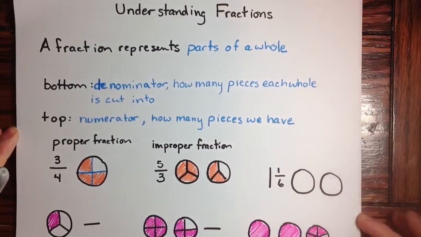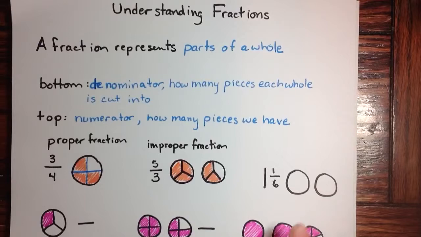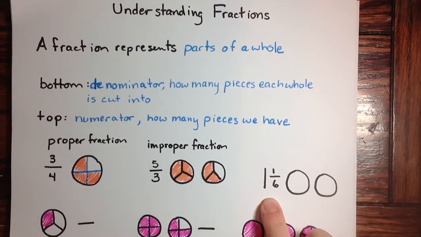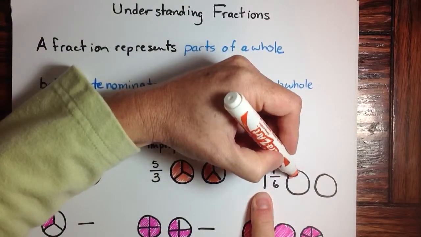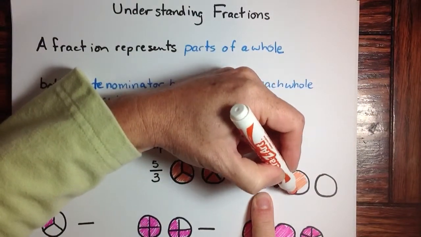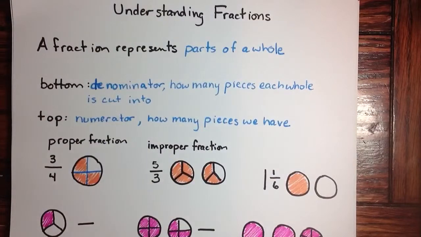The last kind of fraction that we're going to look at is this one over here. The whole number that is in the front is telling us how many whole objects we have already. So we have one whole object. So this whole circle is going to get colored.